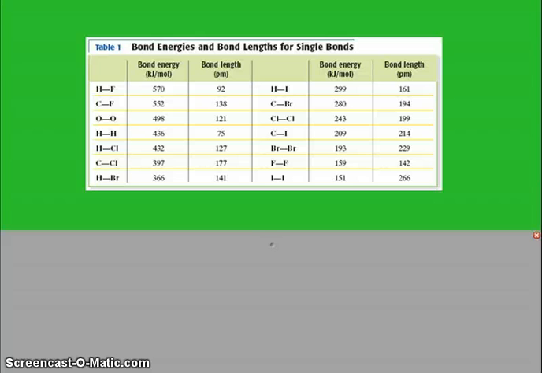If the end products, if the bonds are more stable, then it's going to release that energy, which we'll feel as heat. If the resulting product is less stable, it's going to take more energy to get those bonds to form, so it's going to absorb it from around, and that would be an endothermic situation.